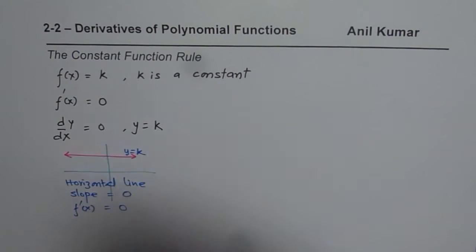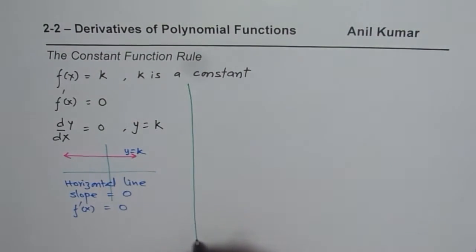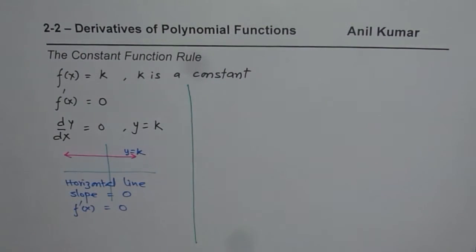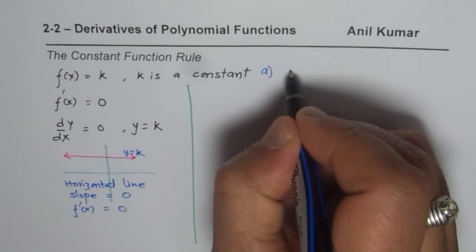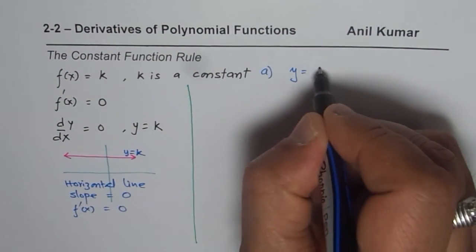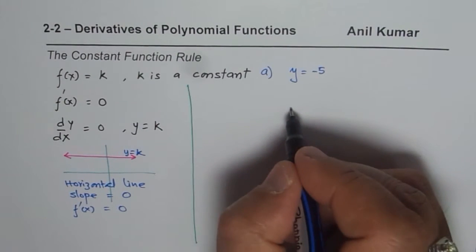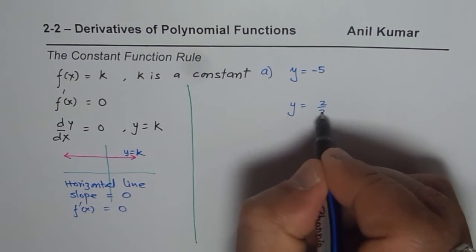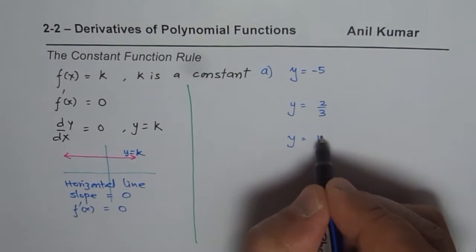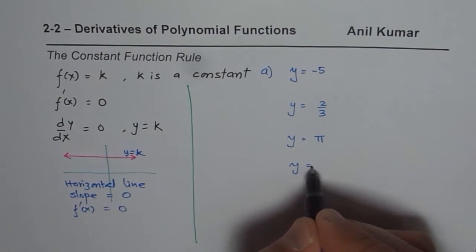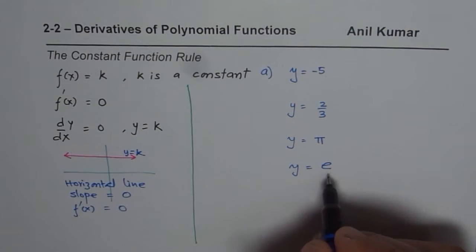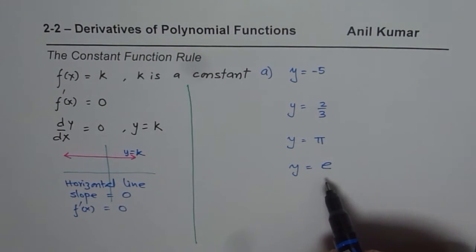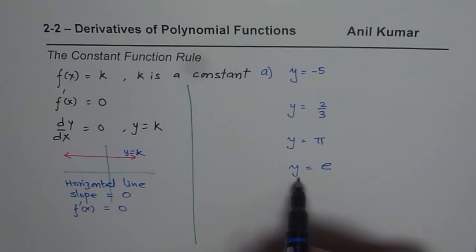Now let us take a few examples and find the derivative of a few functions. I would like you to copy these examples and answer them. First one is y equals, let us say, minus 5. The second one could be y equals 2 over 3. Then we could have y equals pi. Pi is also a constant. Y equals e. E is also a number, maybe an irrational number, but however, it is a constant number. So all these are constant numbers and they should be treated the same.